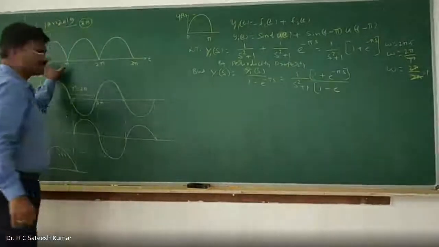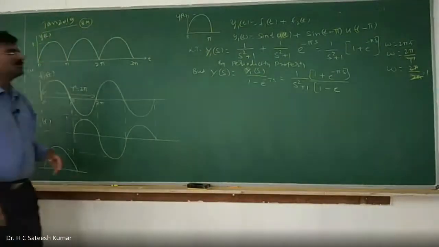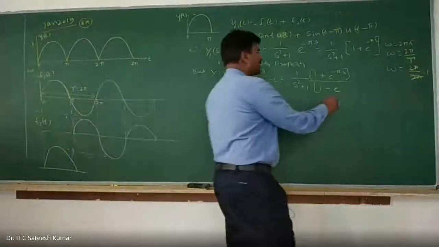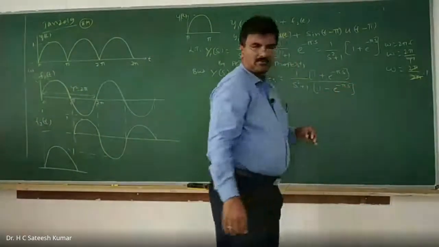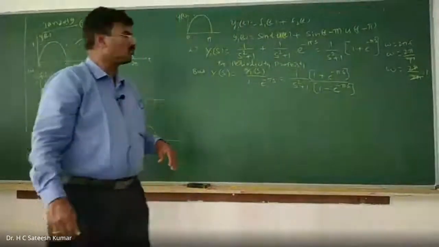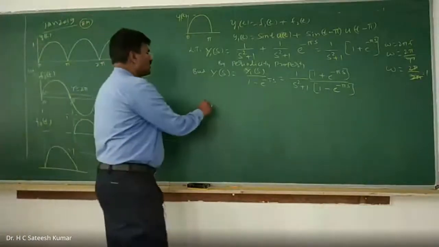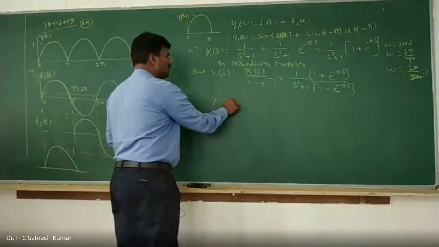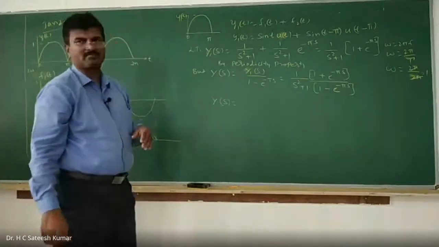Now you see this, the period is pi. After this one, it is repeating. So e to the power of minus pi s. So this is your 1 by s square plus 1. Okay, right. So this is nothing but equal to what? And this can be written as y of s is equal to coth hyperbolic pi s, we can write it.